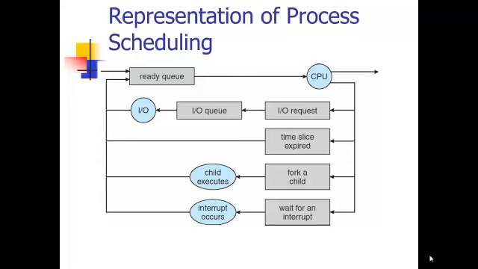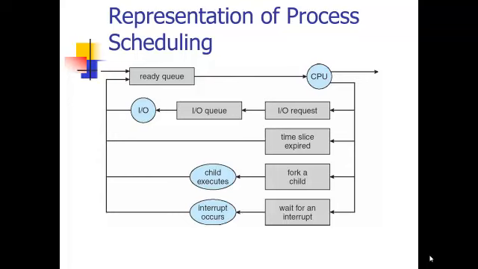Third scenario, so a process can create another sub process, we call it as a child process. So then the CPU will stop its execution because it requires another task, that is creating another process. When that process is executed, then it will be put back into the ready queue.